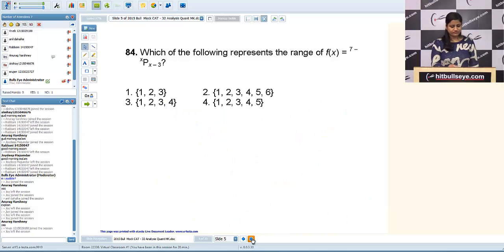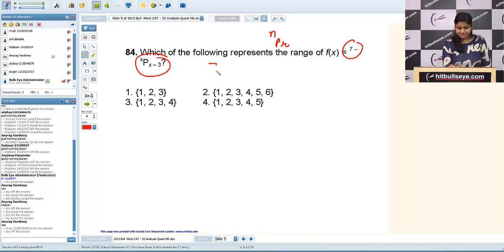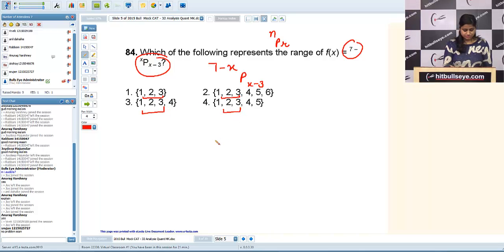Question number 84, very, very easy question if you know the meaning of NPR. Any problem in this? That was a combined thing. That was 7 minus x, Px minus 3. Please write explain if you have any problem in this. See, 1, 2, 3 is common to everything. Okay, very good. Okay, student, let us move.